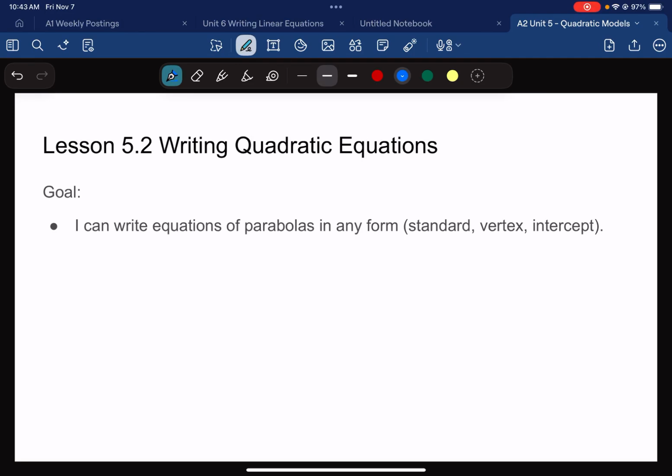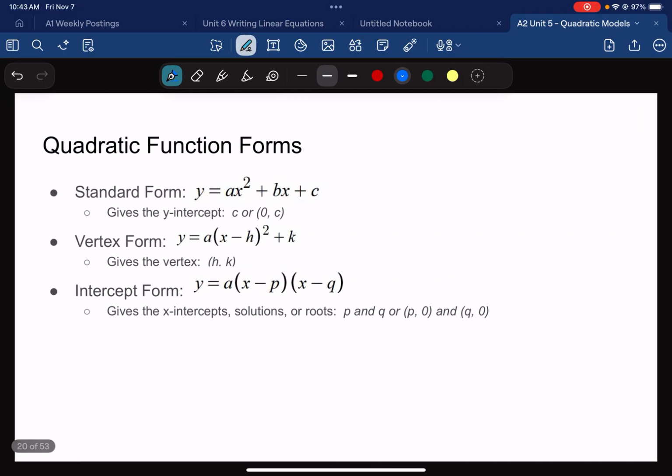This is lesson 5.2, writing quadratic equations. So now instead of taking an equation and graphing, we're going to look at a graph and try to write the equation for the graph, or we may just be given particular information about the parabola that we're trying to write the equation for. So I can write equations of parabolas in any form. Again, we're going to look at all three of those forms and how we can move between them.